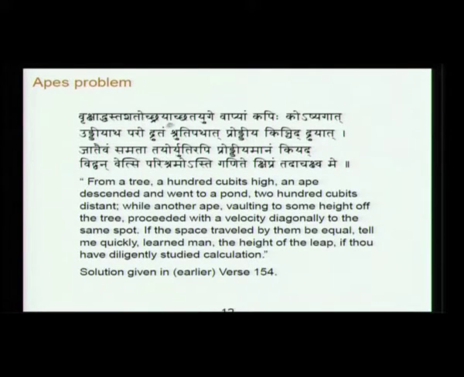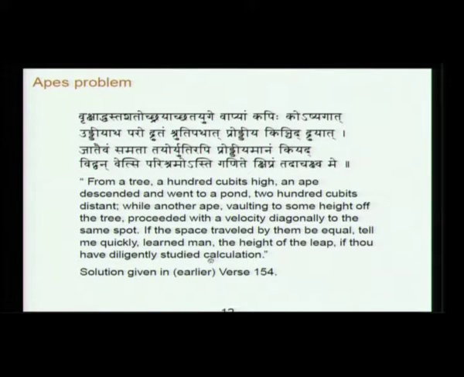Rukshad hasta shatoshtaya chata yuge vapyam kapihi koshagat etc. So, from a tree 100 cubits high, an ape descended and went to a pond 200 cubits distant, while another ape vaulting to some height off the tree proceeded with a velocity diagonally to the same spot. If the space travelled by them be equal, tell me quickly, learned man, the height of the leap, if thou have diligently studied calculation.